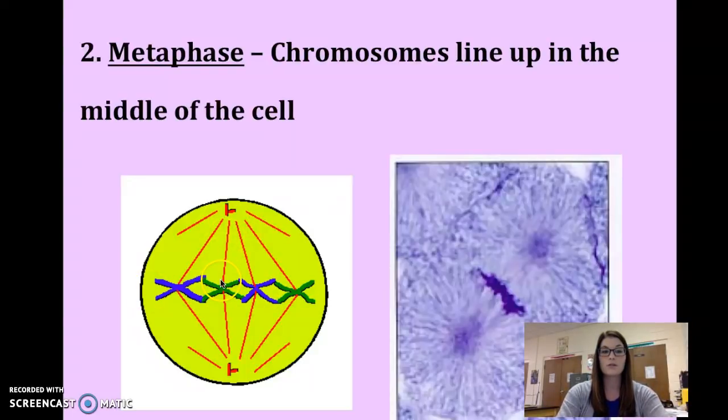We have these little spindle fibers that are connected to them that are actually going to start pulling apart the chromosomes. And again, in your real life example, this dark purple here is showing you that these chromosomes are lining up in the middle of the cell.